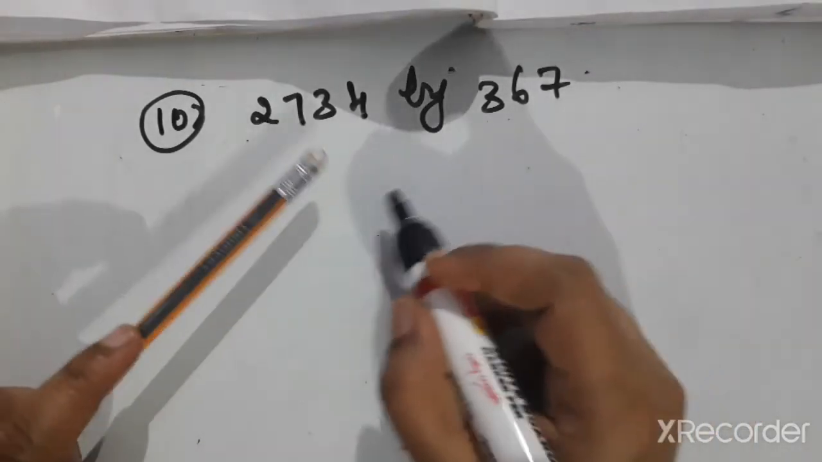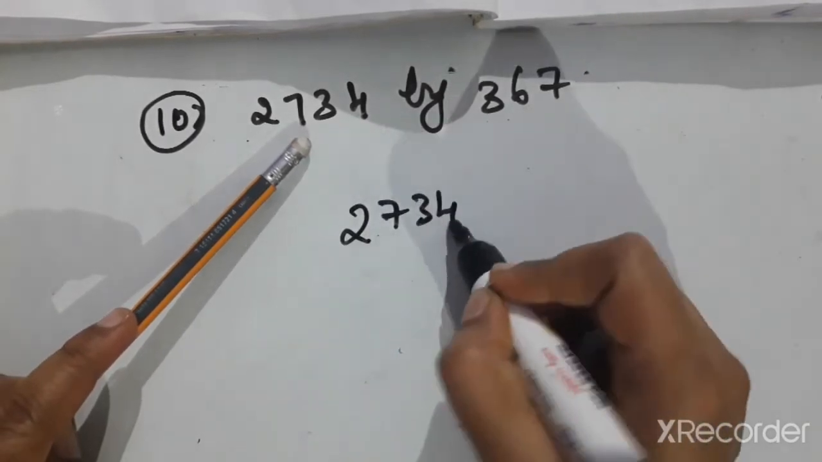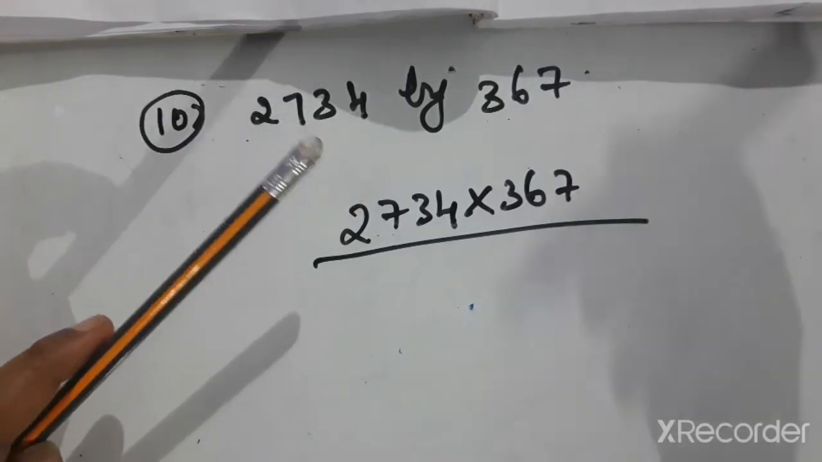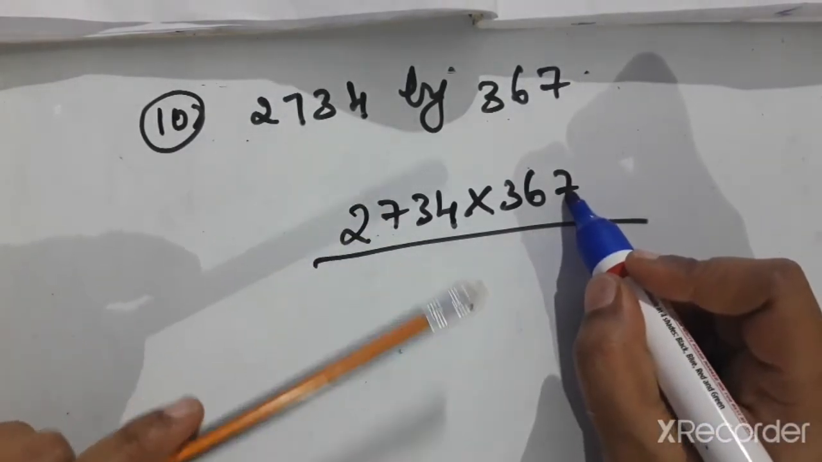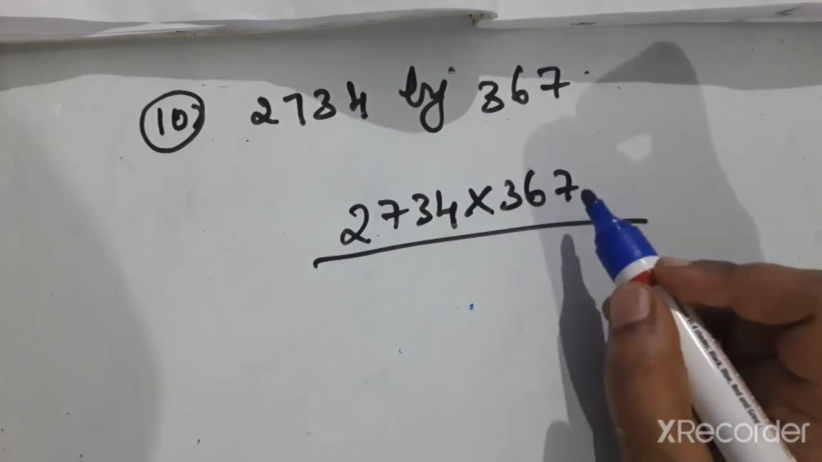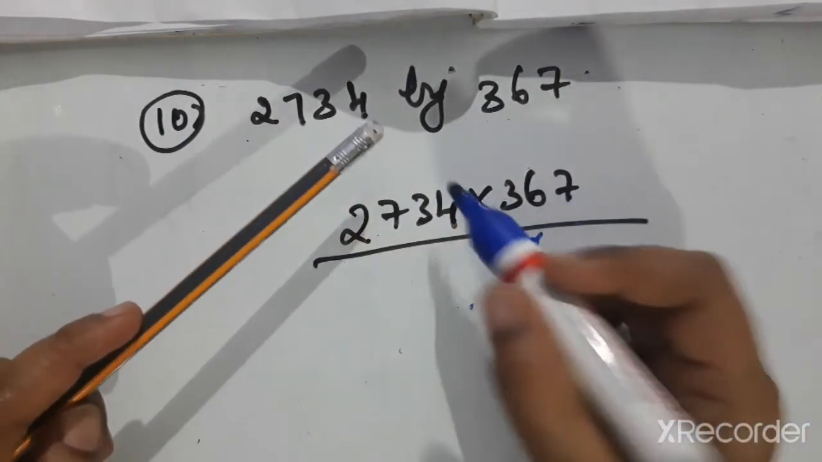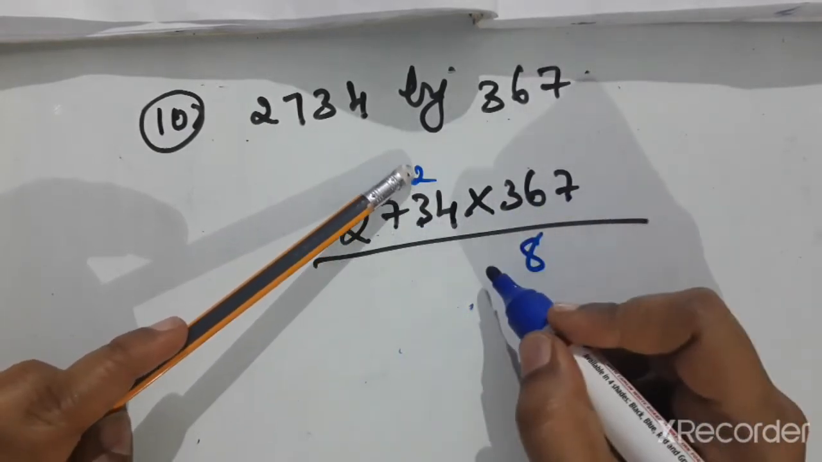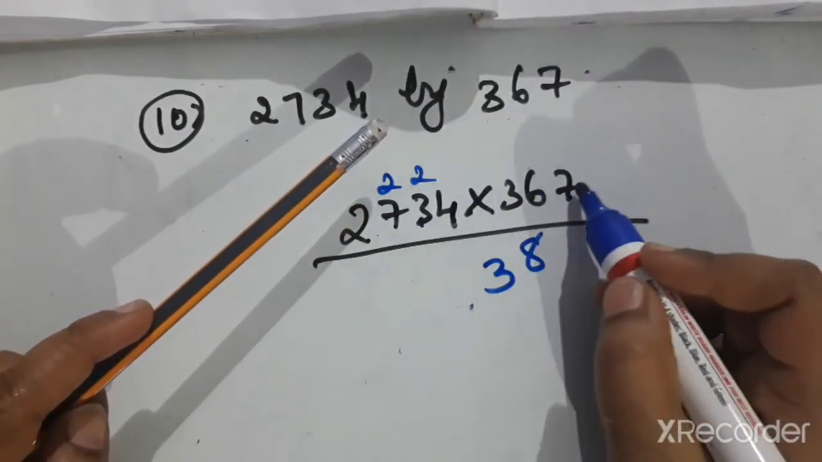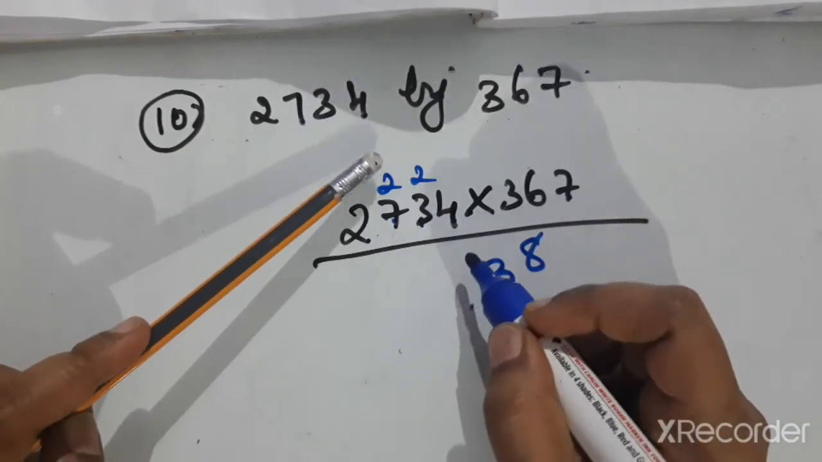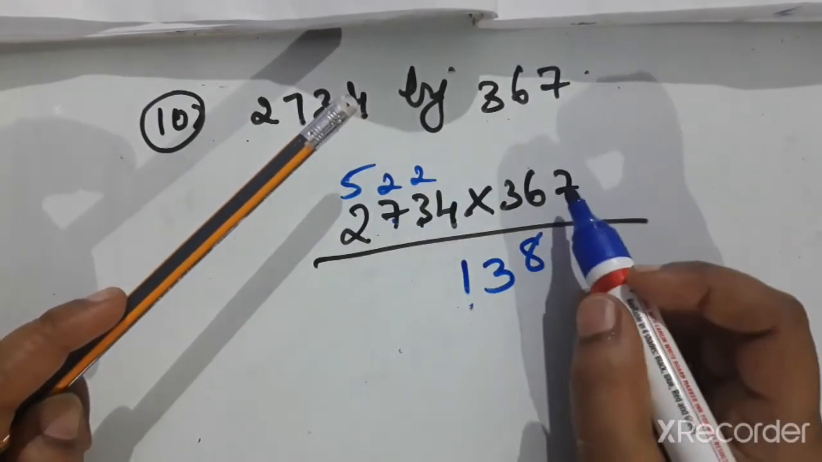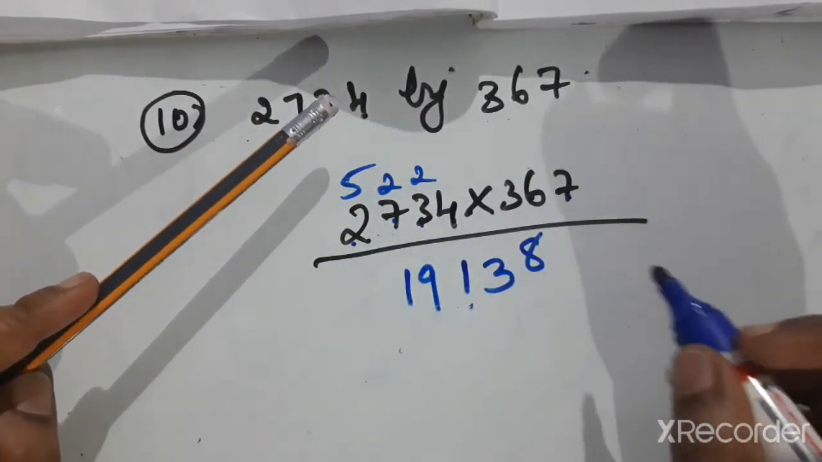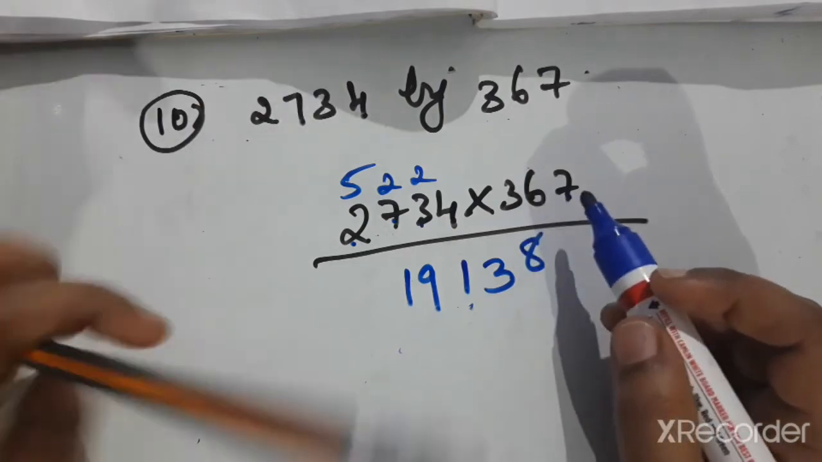Now 10th question. 2,734 into 367. Now with 7, 7 4s are 28. 8. 2 carry out to next place. 7 3s are 21. 21 plus 2 is 23. So 2 carry out to next place. 7 7s are 49. 49 plus 2 is 51. 1, 5 carry out to next place. 7 2s are 14. 14 plus 5 is 19. Answer 19,138. Now we have to multiply with 6 each number.